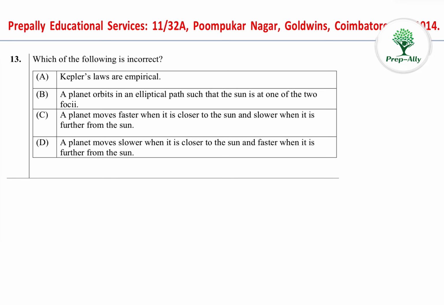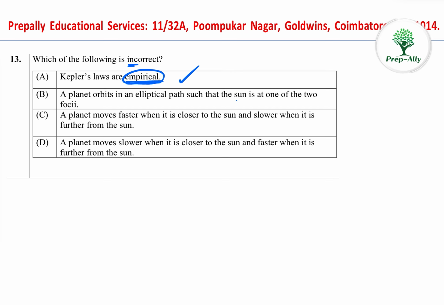Which of the following is incorrect? Kepler's laws are empirical. Now what do you mean by empirical? Empirical means those laws which we come to the conclusion from observing nature. So there are theoretical and there are empirical. Theoretical means you do some theoretical calculations and you get the final result. But empirical means you're observing what's happening and you're coming to a conclusion. So Kepler proposed his 3 laws from observing how planets are moving, how stars are moving. So Kepler's laws are empirical. They are not theoretical.